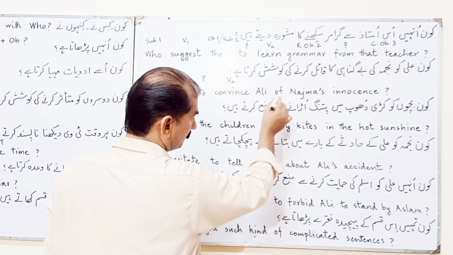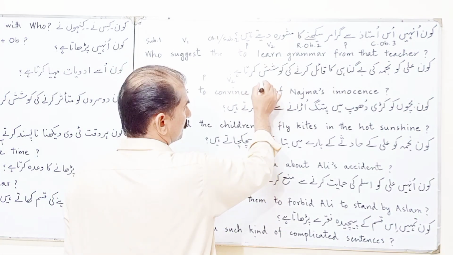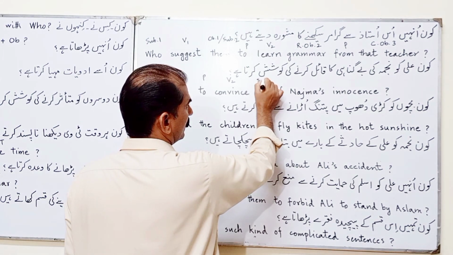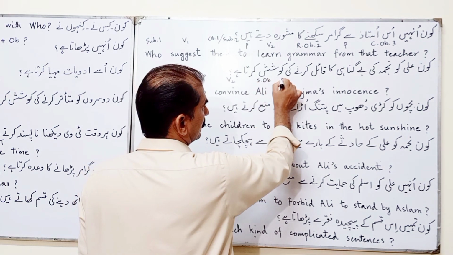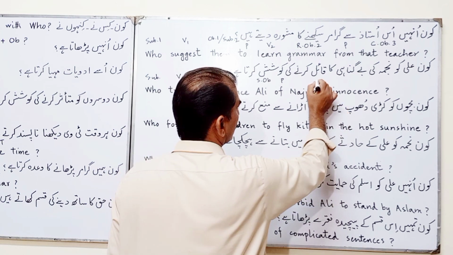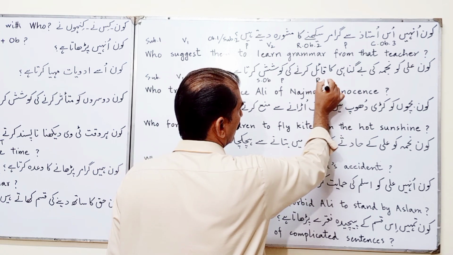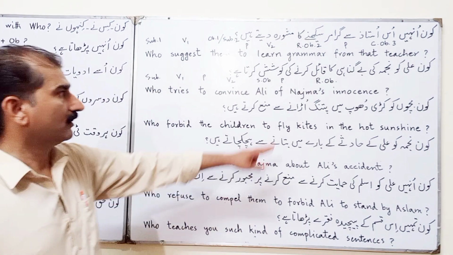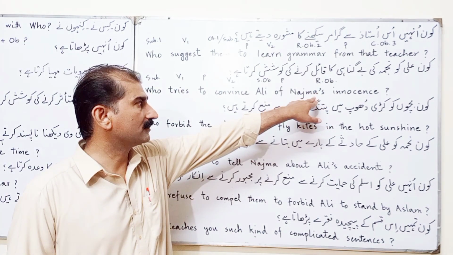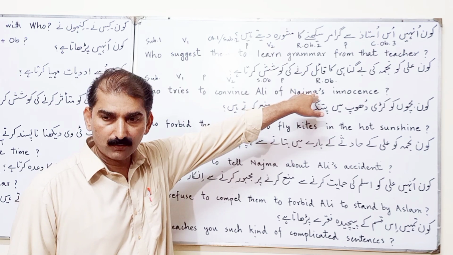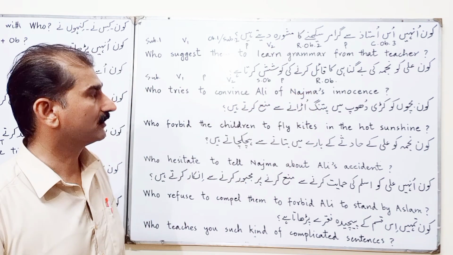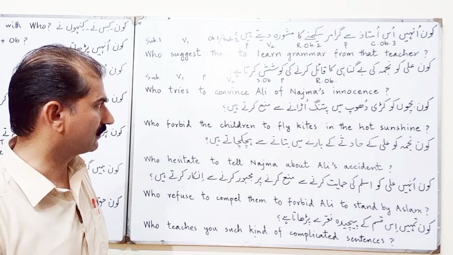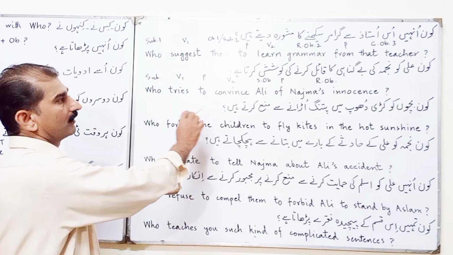Ali is the second object over here. Of serves as a preposition. Najma's innocence is our real object. Innocence here is the object of the noun Najma. That is why we have taken it as our real object.